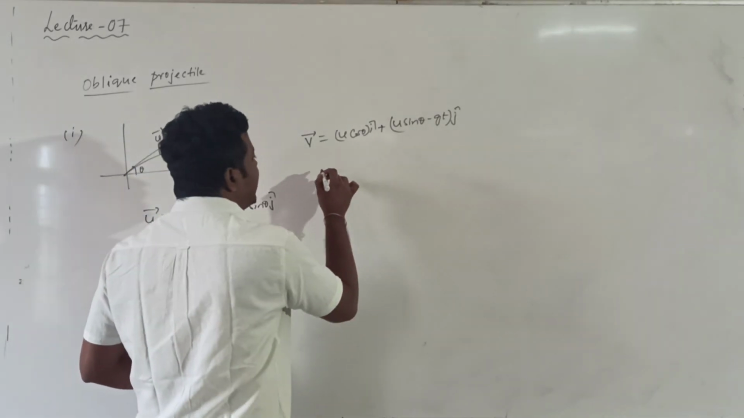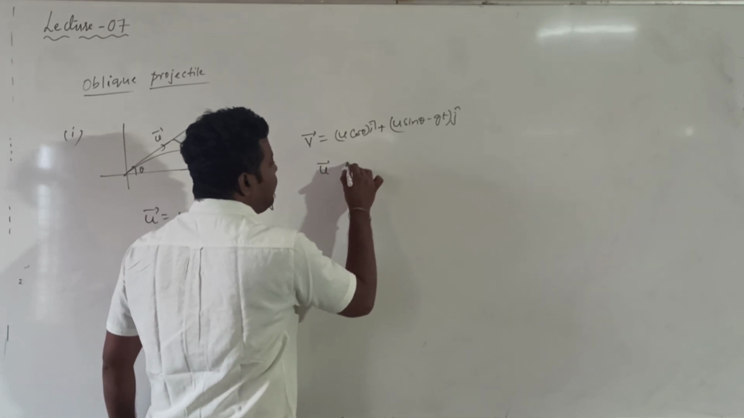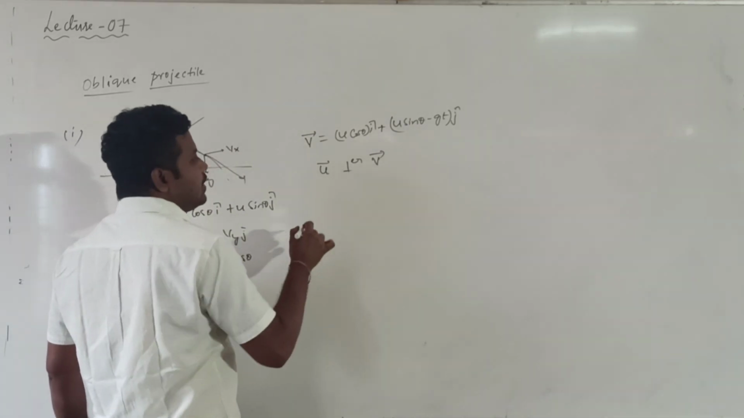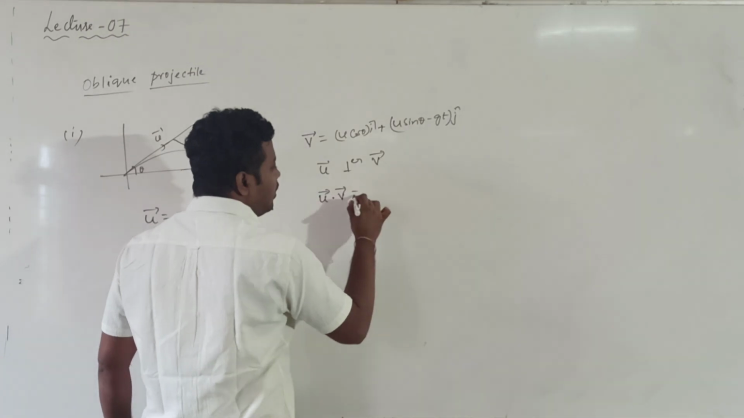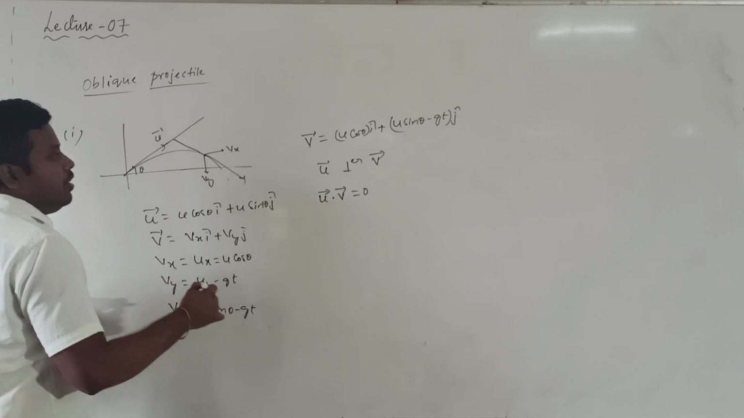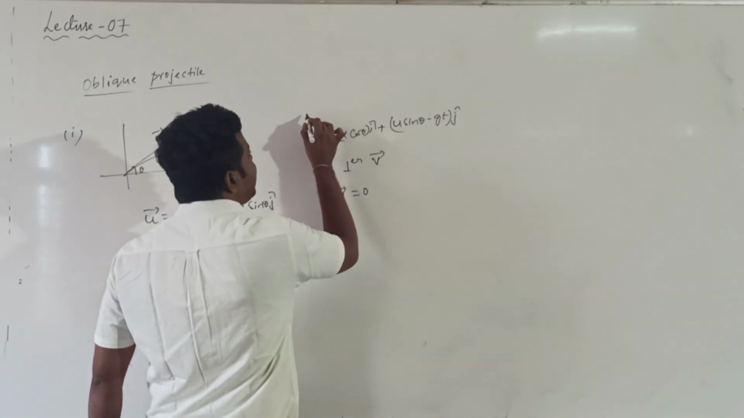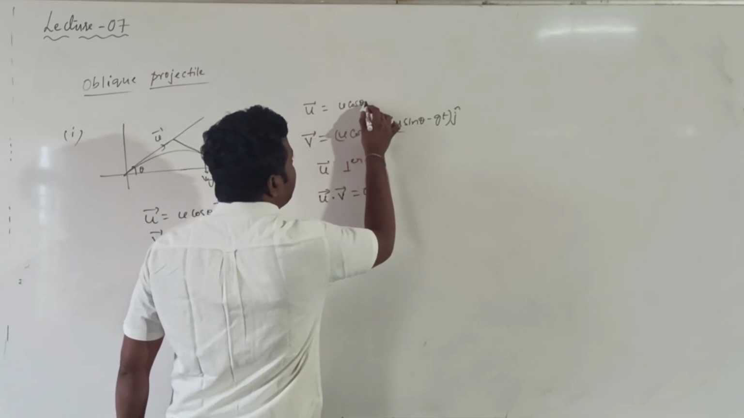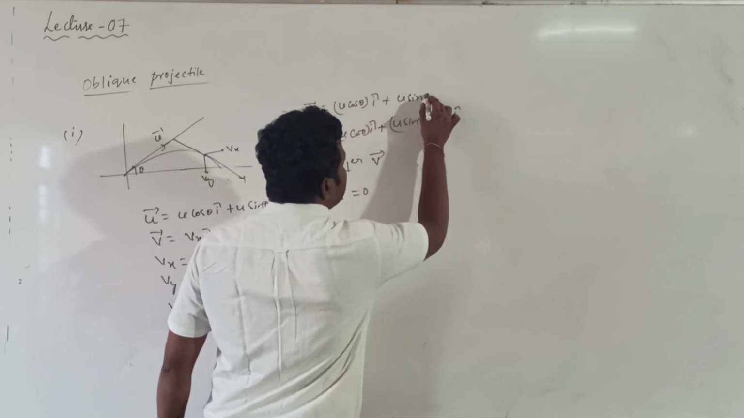Now they are telling us that u bar and v bar are perpendicular. In vectors we studied that when two vectors are perpendicular, their dot product is equal to 0. So u bar dot v bar is equal to 0. We already know u bar, so once again I will write it: u bar is equal to u cos theta into i cap plus u sin theta into j cap. Correct?